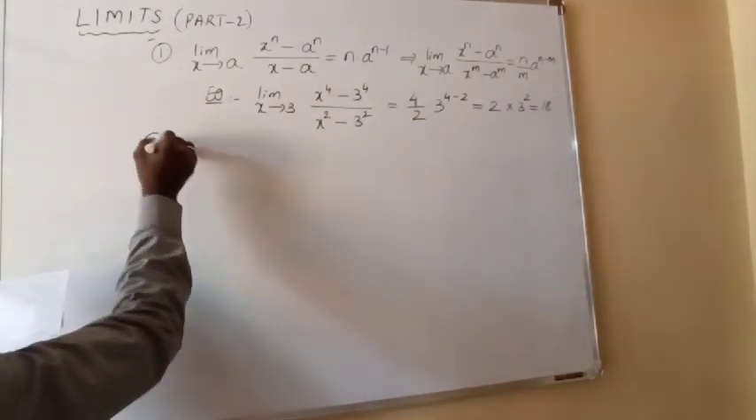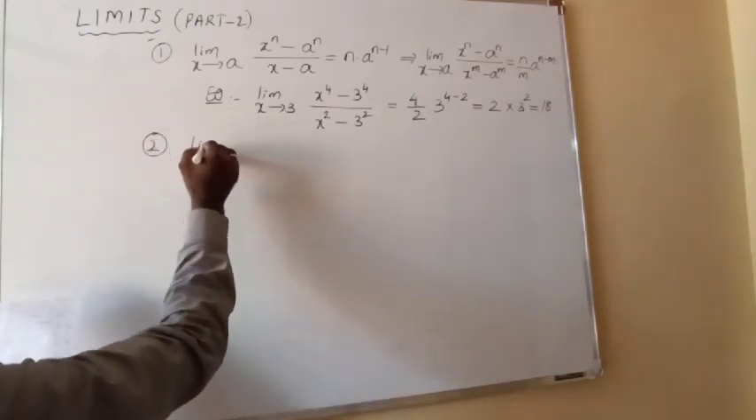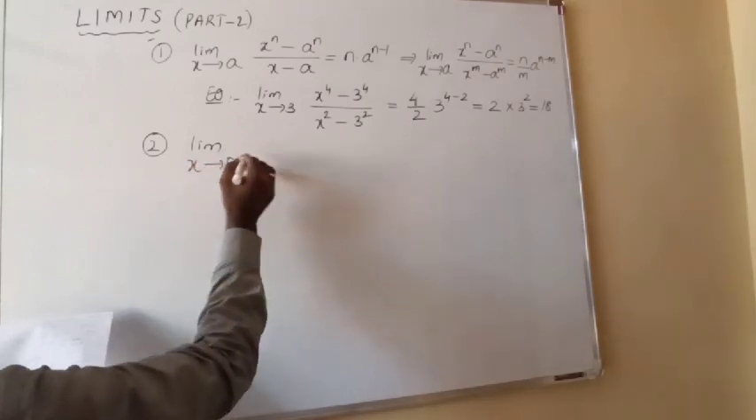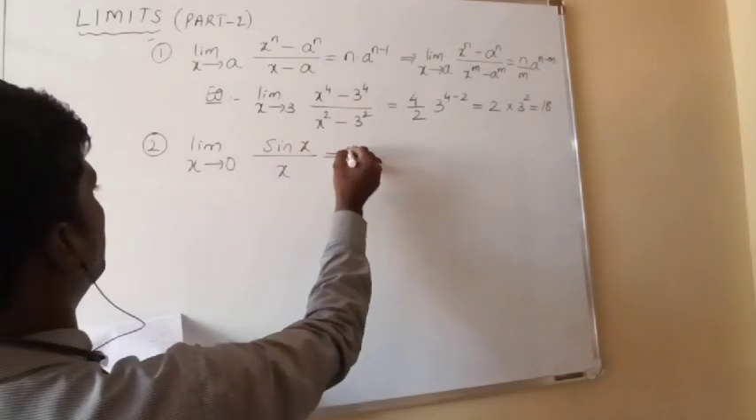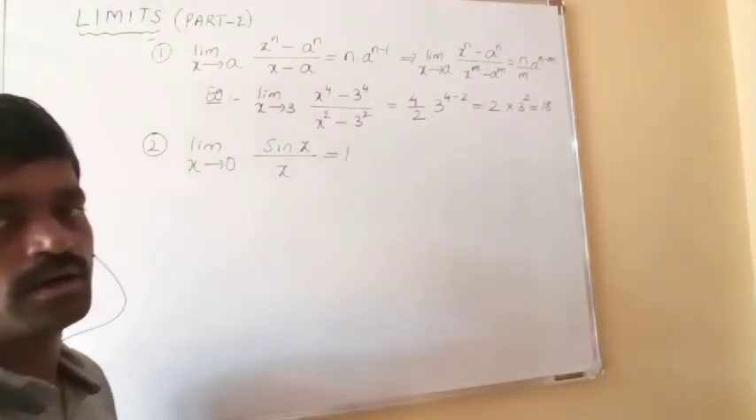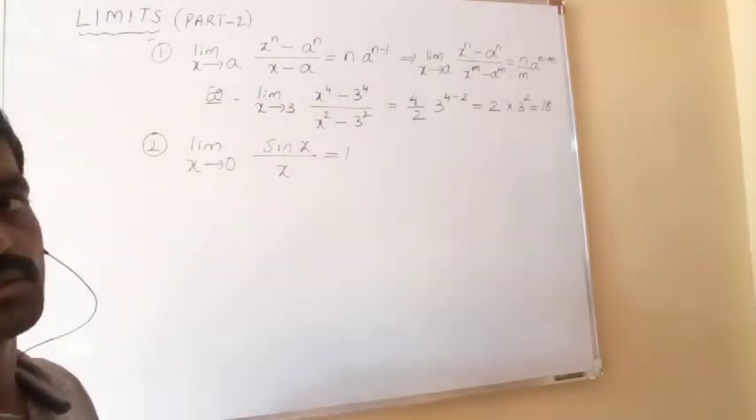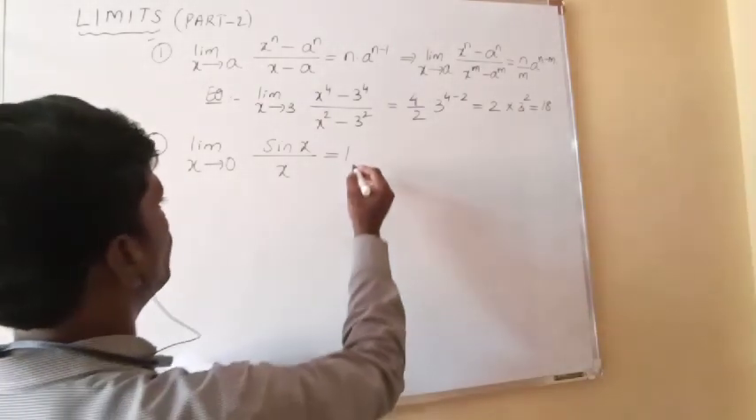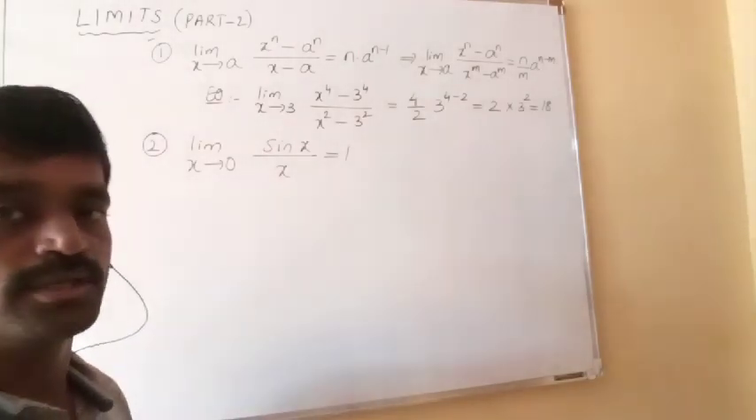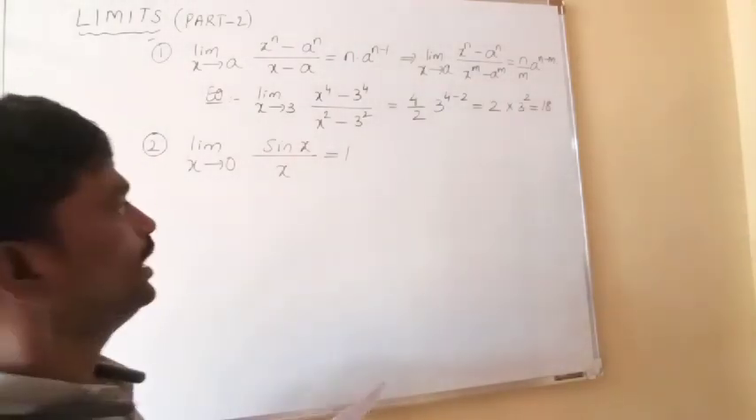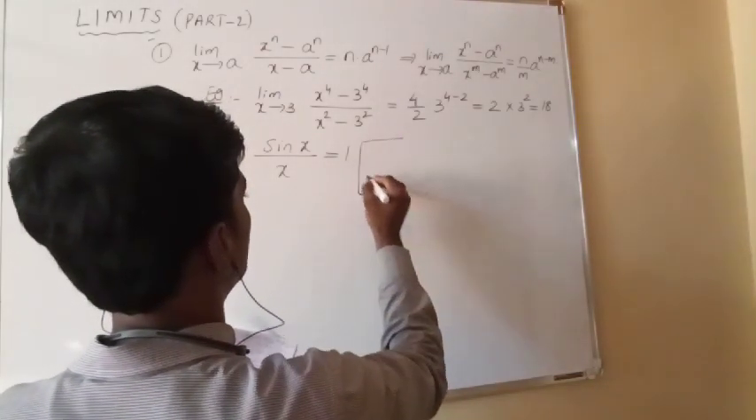Next, the second formula. Limit x tends to 0, trigonometric function, sin x by x. It is equal to what? 1. And remember here x is measured in radians. So sin x by x is 1. From this we have many formulas. Limit x tends to 0, tan x by x is also what? 1. That is derived from this formula only. And instead of remembering the basic formula, better you remember these formulas.